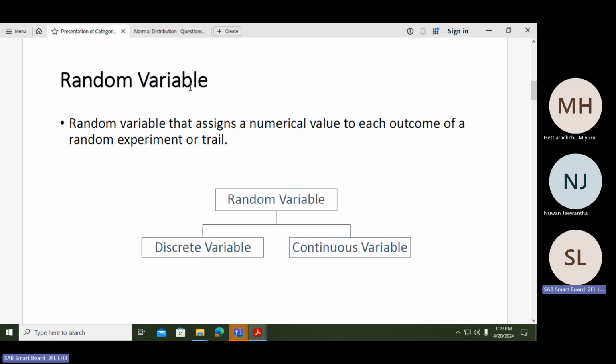Understood? Then now, when x equal to 2, what is the probability? X equal to 2 means this one. What is the probability value? Again, 1/4.